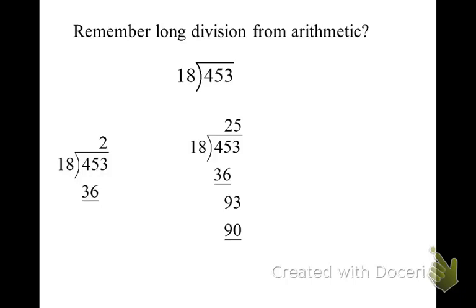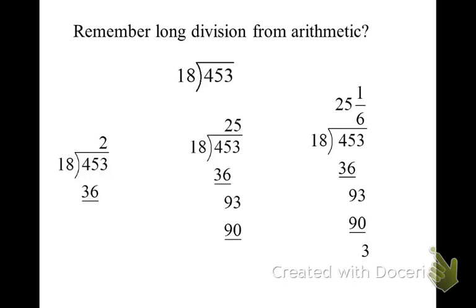And we ask ourselves the question again, about what times 18 equals 93? About 5 times 18 equals 93, because 5 times 18 is 90. 6 times 18 would be too big. So again, we're going to subtract, and we have a remainder of 3. 3 is our remainder, so we're going to write our 3 over the 18 in our answer. That's how we get the 1/6 above. So our answer here is 25 and 1/6.